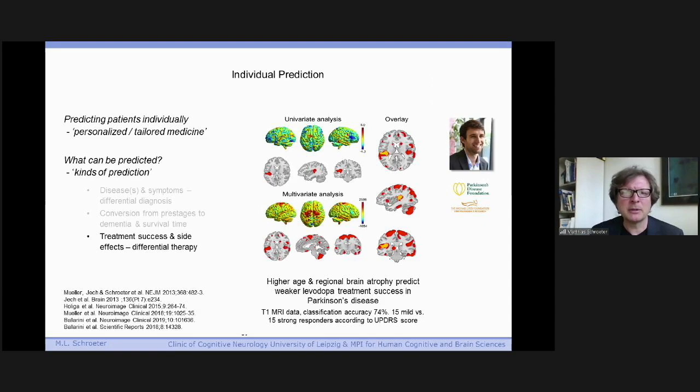On the other hand, we can also predict treatment success. Here I show an example for Parkinson's disease. In the upper panel, you see a comparison between weak and strong responders to levodopa treatment, identifying regions which are atrophic in weak responders. And in the lower panel, in the multivariate analysis, we show the regions which predict whether people with Parkinson's disease respond well to levodopa treatment or not. So atrophy leads to a weaker response to levodopa treatment in Parkinson's disease.